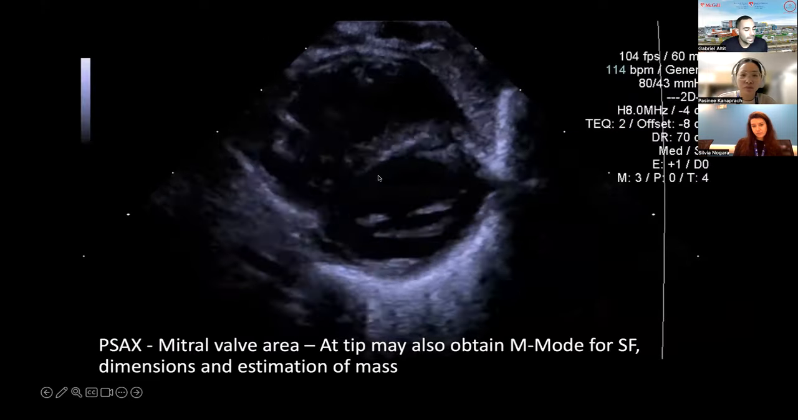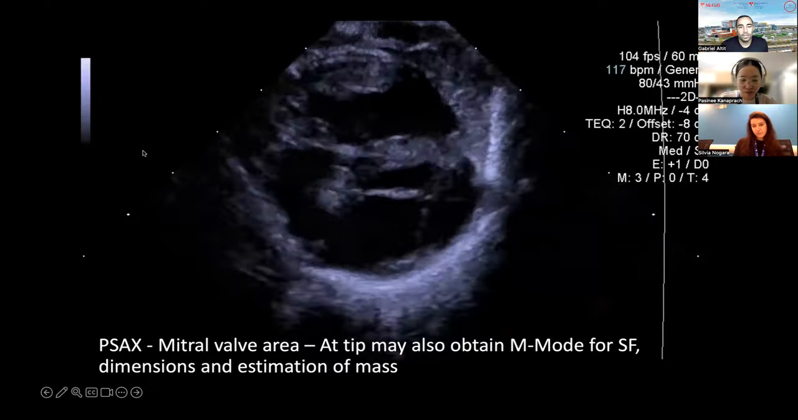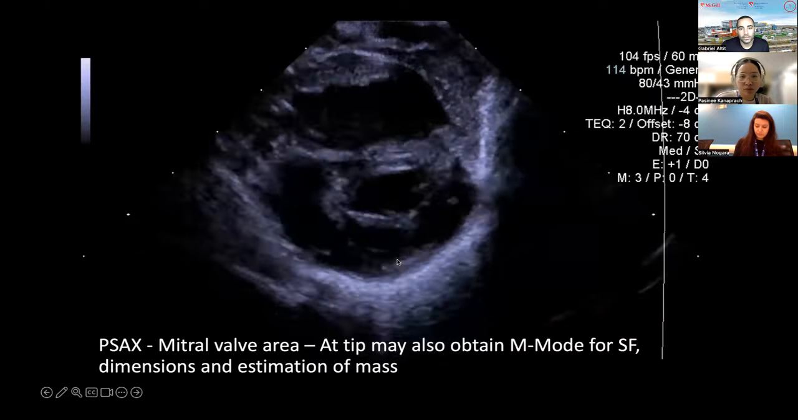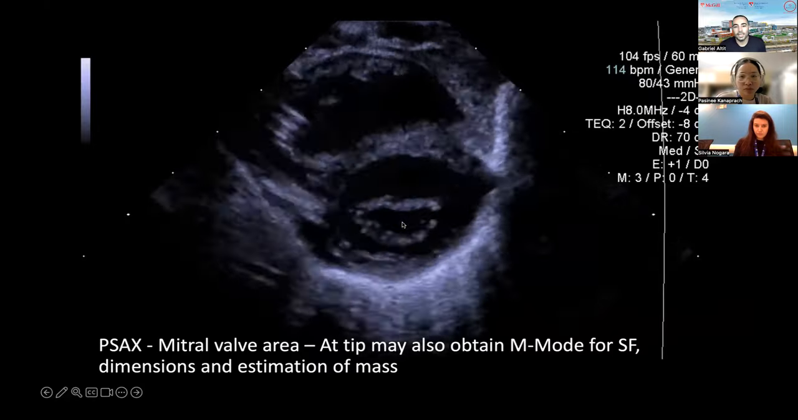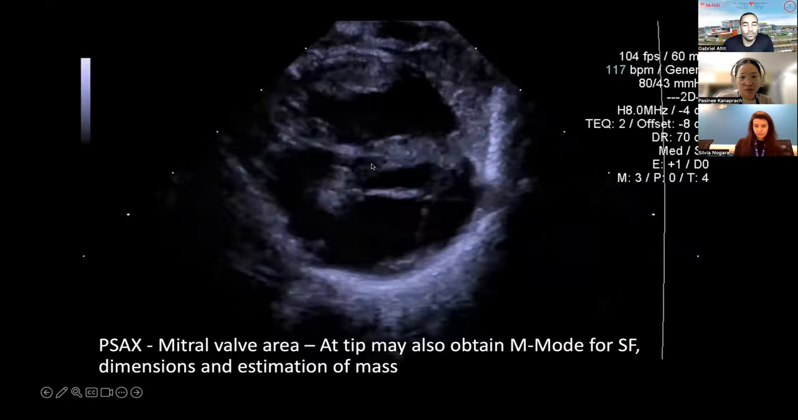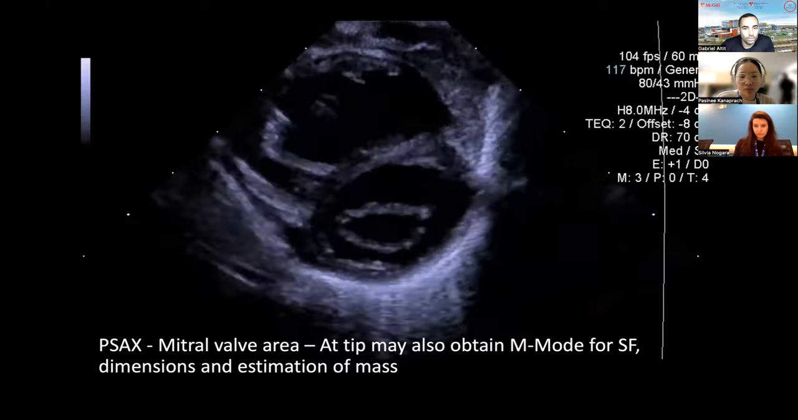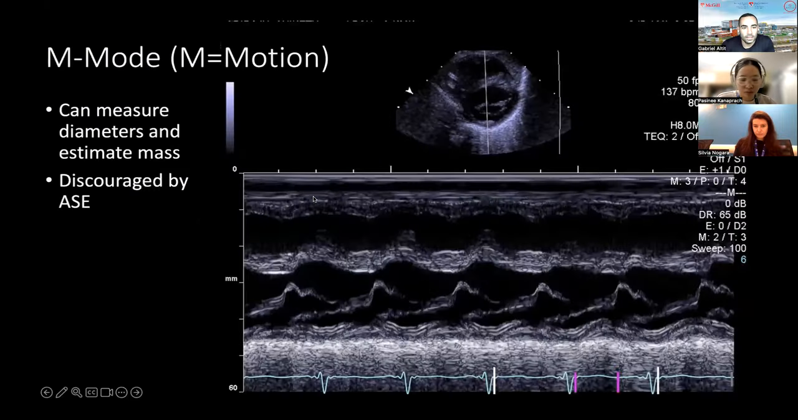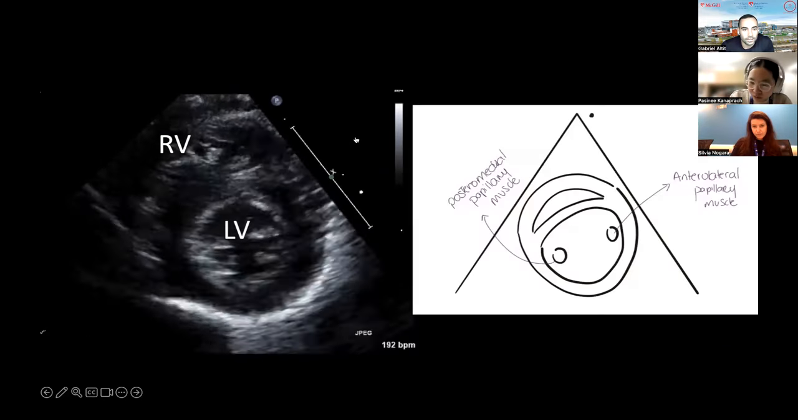Okay, we're going down into the parasternal short axis view. This time you have your RV on top, you have your LV, you have your anterior and posterior mitral valve leaflet, your mitral valve opening. And you can see that as you're scanning down to the tip, you can also get your M-mode. And then you can eventually do the same thing as we did for the parasternal long axis view. We can even see nicely the E-point septal separation here. Same caveats, discouraged by the ASE, angle dependent, et cetera, et cetera.